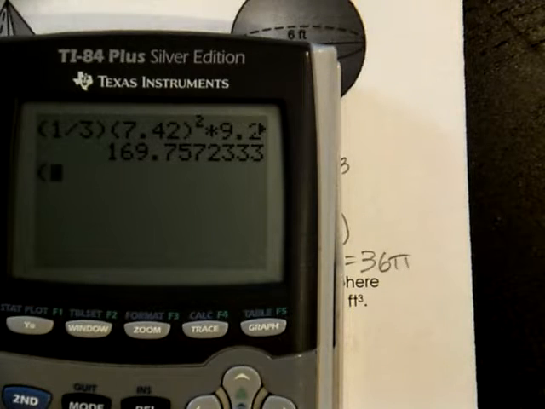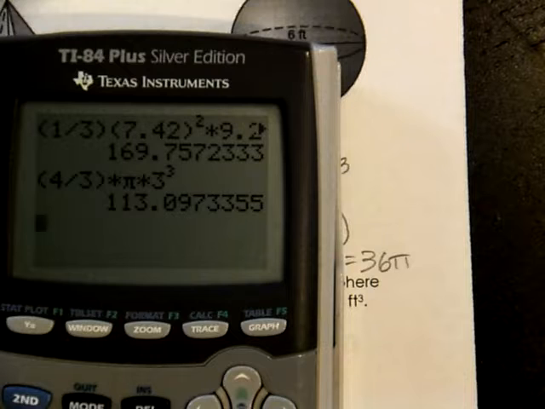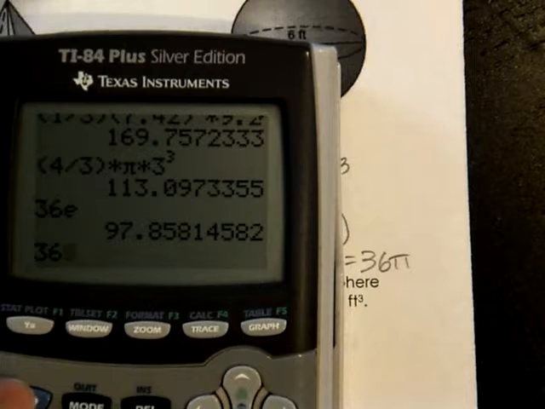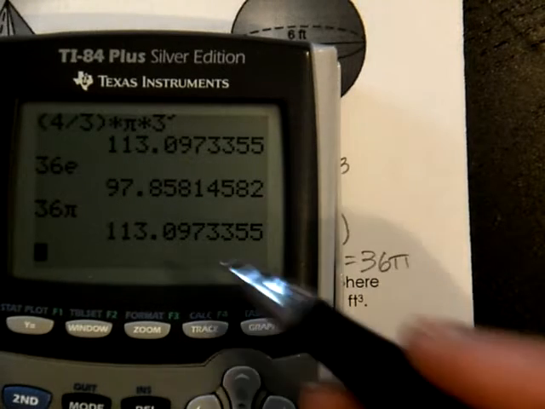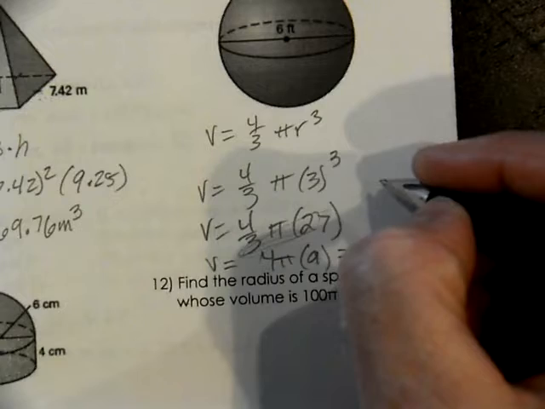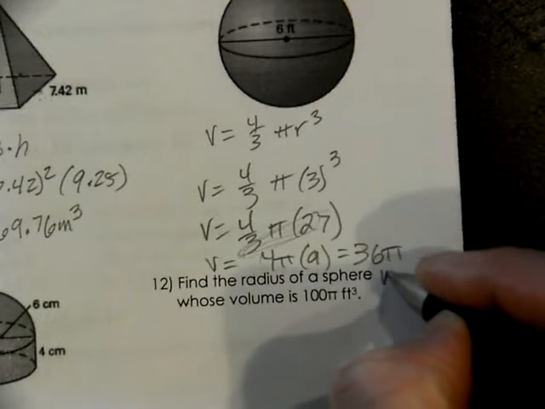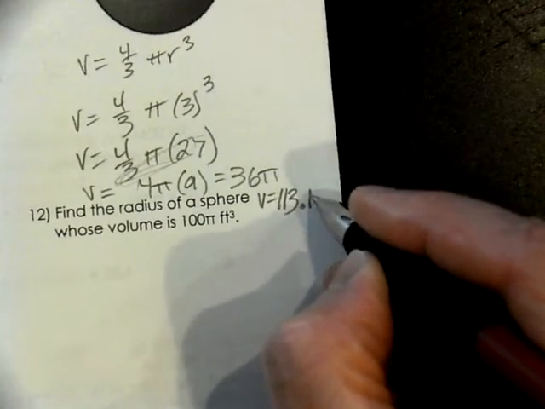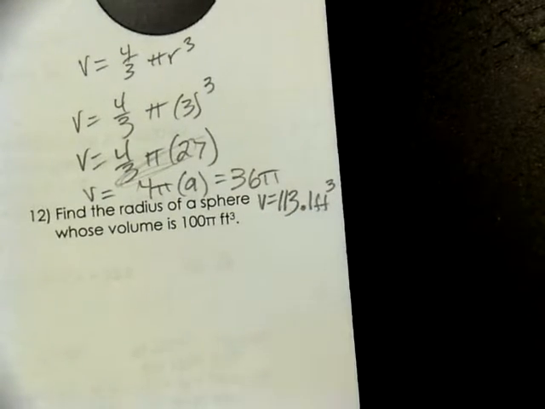We could even test it all the way out here and say that 4/3 times pi times 3 cubed gives us that amount, which is the same thing as 36 pi. Well, not 36e, my bad, 36 pi. And there's our 113, same number. That's 113.10. And this is cubic feet.